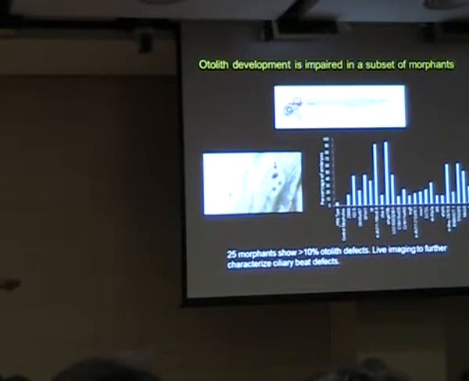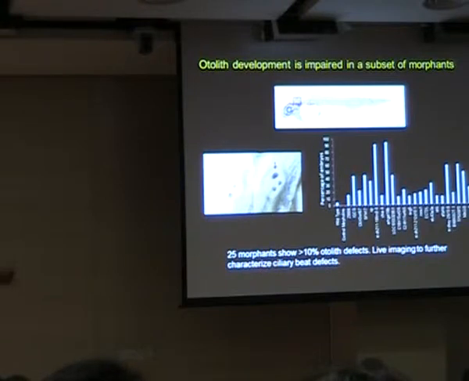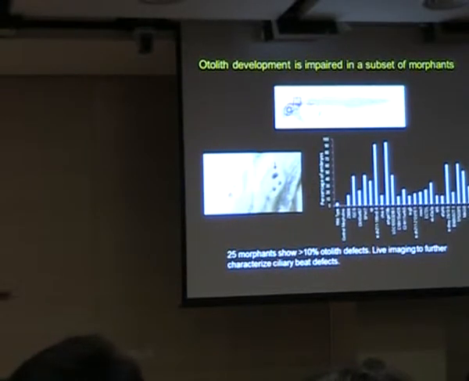From our screen, we were able to identify about 25 morphants which show greater than 10% otolith defects. Currently we are also doing live imaging to characterize the cilia beat frequencies in them. So out of the 50 genes that we chose to knock down, we had phenotypes for 30 of them, which makes it close to a 60% hit rate in the screen.